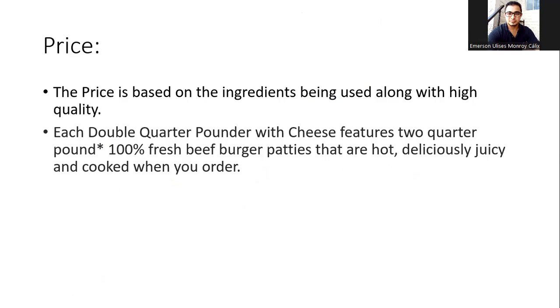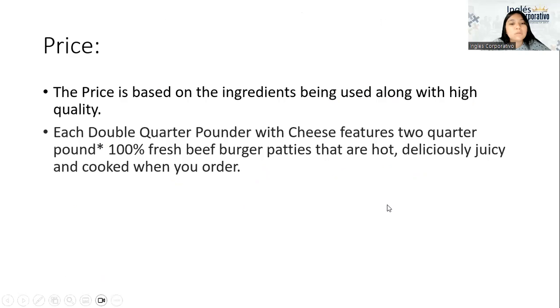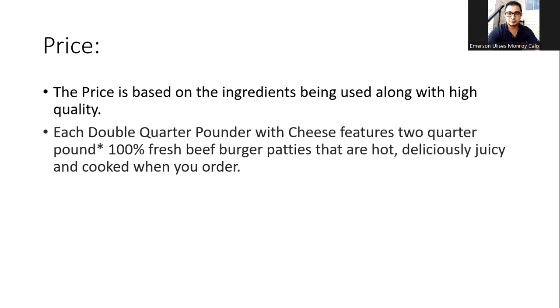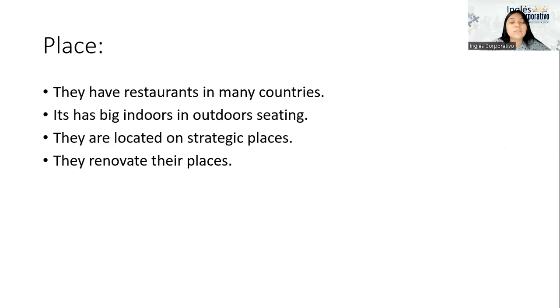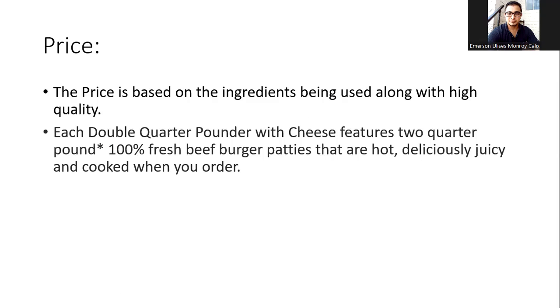When we talk about the price, it is based on the ingredients being used, high quality. For example, each double quarter pounder with cheese has two quarter pounds of 100% pure beef patties that are hot, delicious, juicy, and cooked when you order. Cooked, Emerson. Cooked. Thank you.